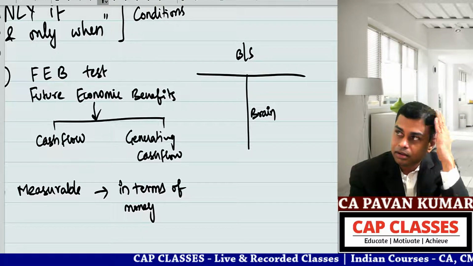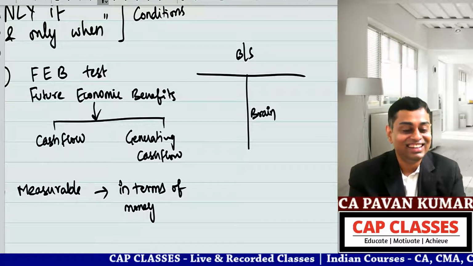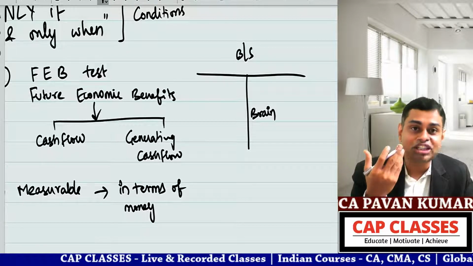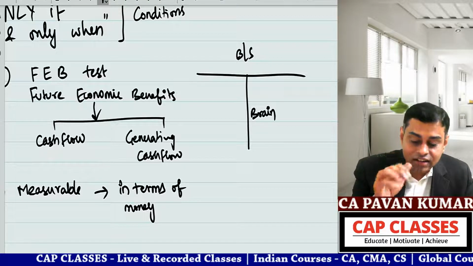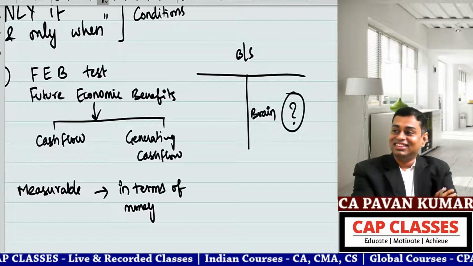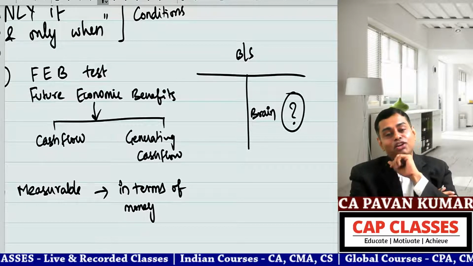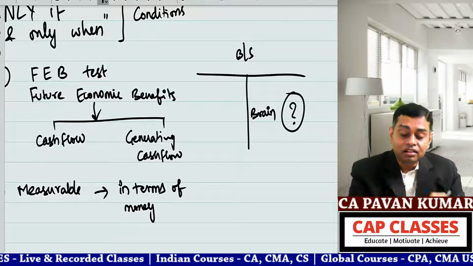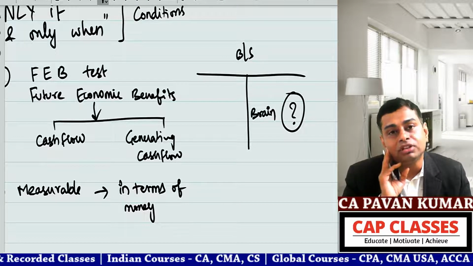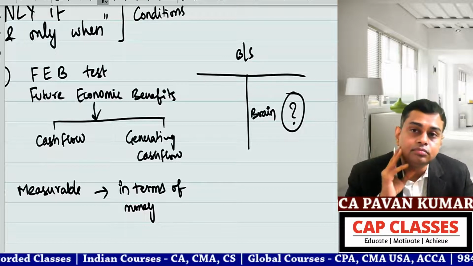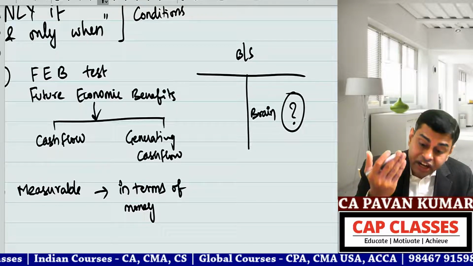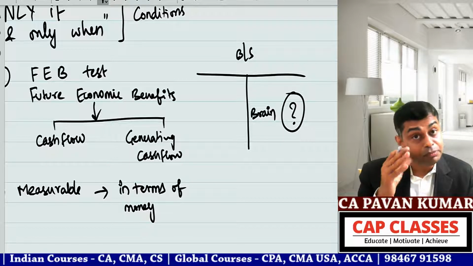Tangible? Tangible. So can I say it is an asset? Accounting will ask one question: how can you measure this? It fails the money measurement concept. Even internally generated goodwill fails the measurement concept. How can you measure it? Valuation principles can be different.